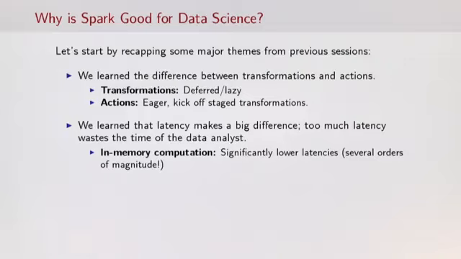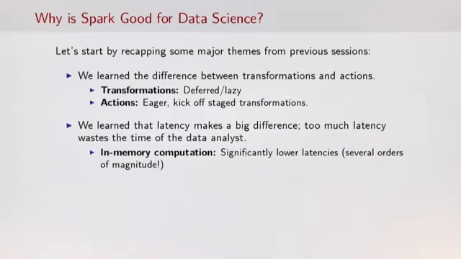We learned that last session, and a few sessions earlier, we learned that latency is important. It makes a big difference in the experience of the actual data analyst using Spark, and that if we can shift things in memory as much as possible, we can significantly lower these latencies, save a lot of time, and improve the experience of the analyst analyzing data. This analyst can get more work done, basically, with lower latencies. There are these two points that we've learned in previous sessions, and somehow they're going to come together into an answer about why Spark is good for data science.